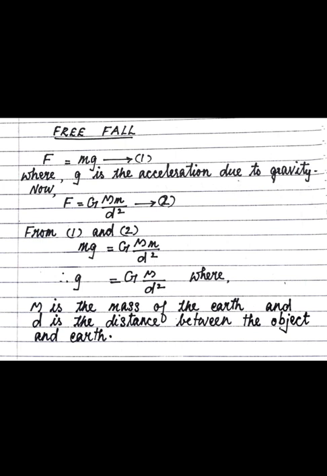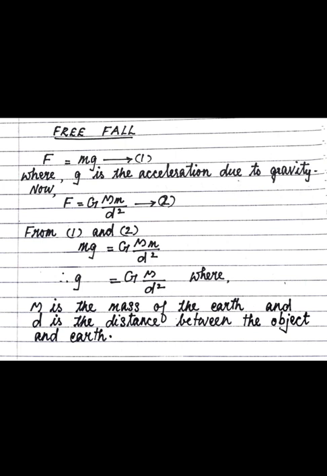According to the universal law of gravitation, we have already derived that F is equal to G M m upon d square. Here G is a universal constant, and M and m are the masses of the two objects. That is equation 2. Look at equation 1 and 2. The LHS are equal in both equations, so we can equate the RHS. When we equate the RHS, we get mg is equal to G M m upon d square.